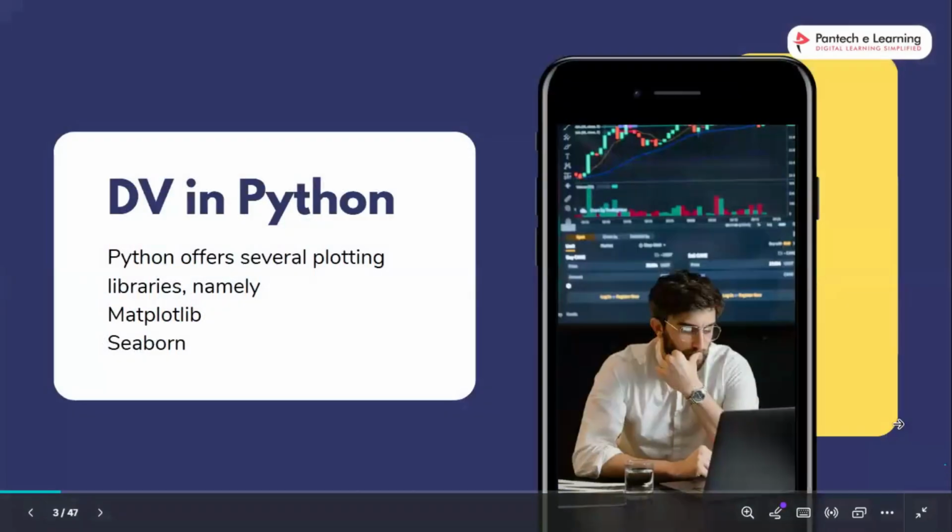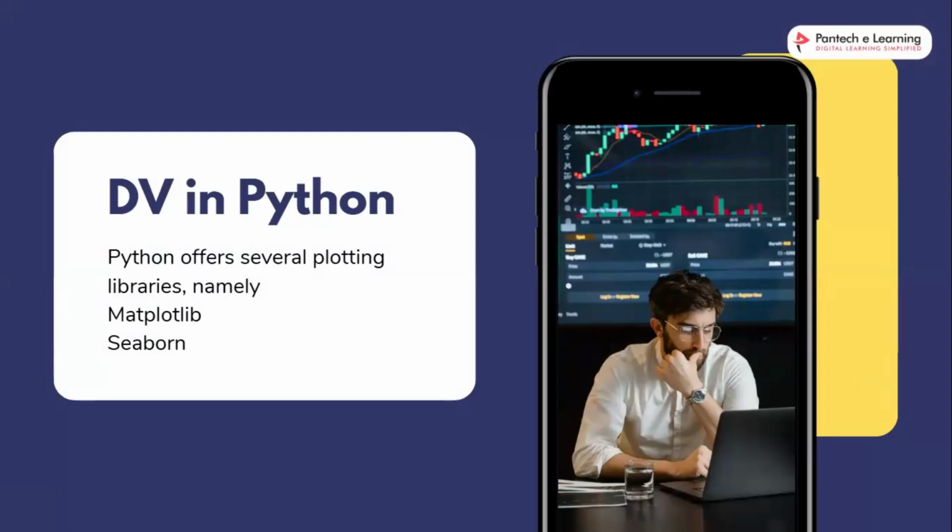Okay, so next, Python offers several plottings in Matplotlib and also Seaborn. In Matplotlib and Seaborn, we have multiple plottings: line plot, bar plot, area plot, and also pie plot. So lots of plottings are available to help us visualize our data. Since it is data visualization in Python, we will learn that in this particular session.